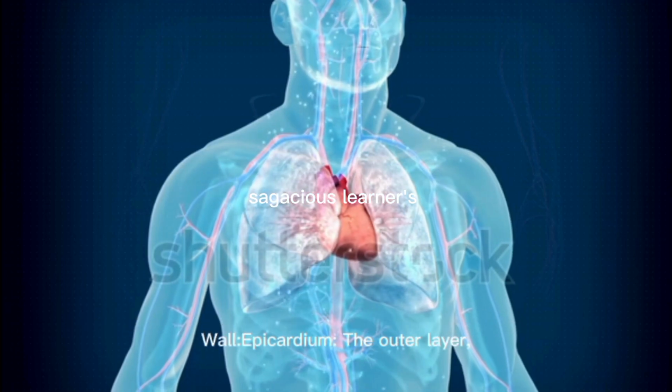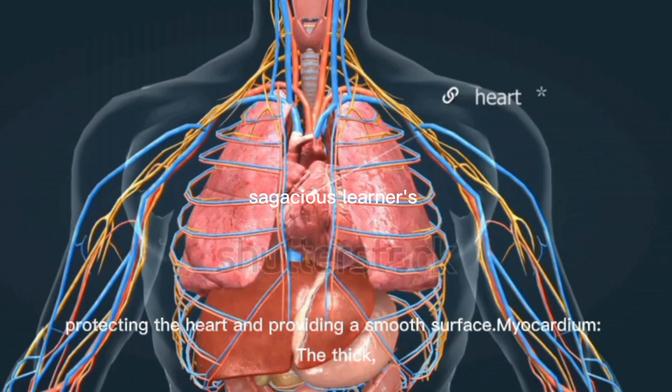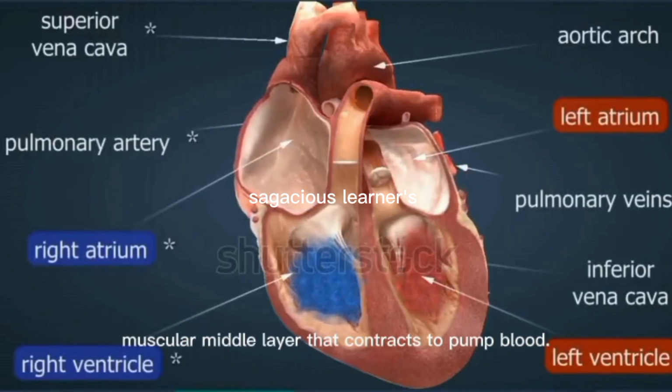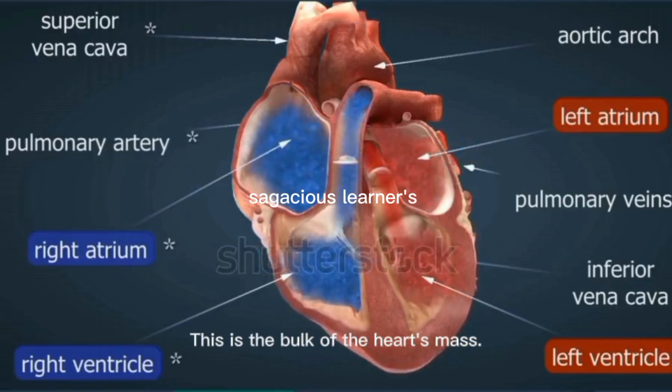Layers of the heart wall. Epicardium: the outer layer, also known as the visceral pericardium, which is a thin layer of connective tissue and fat, protecting the heart and providing a smooth surface. Myocardium: the thick, muscular middle layer that contracts to pump blood. This is the bulk of the heart's mass.